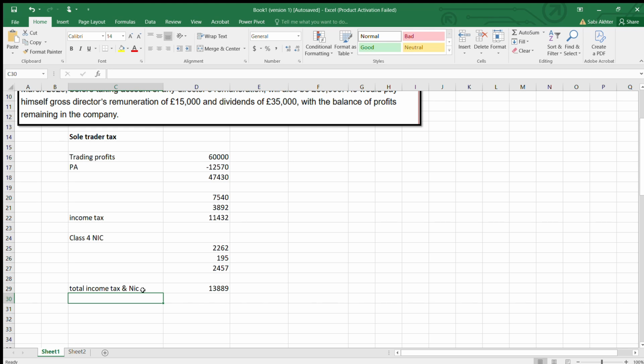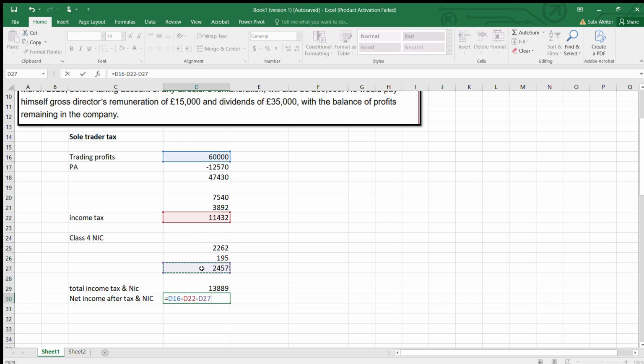Okay, now you have to see which factor will help you to decide the net income that is remaining after tax and NIC. So net income after tax and NIC. So here, this is your net income. Deduct the income tax, deduct the NIC. 46,111. This I will highlight it. This you have to compare with the trading income.